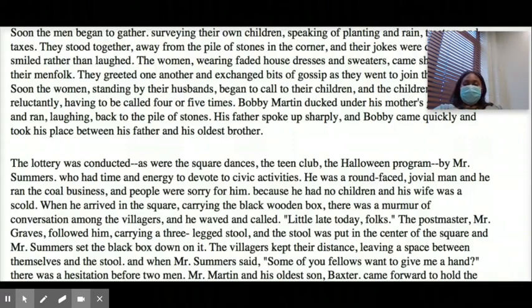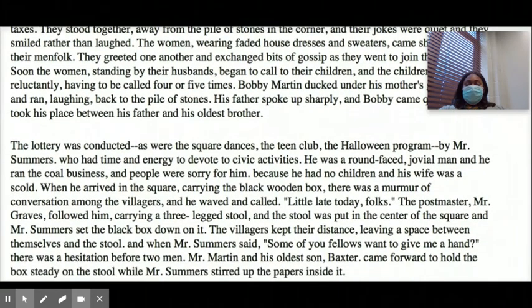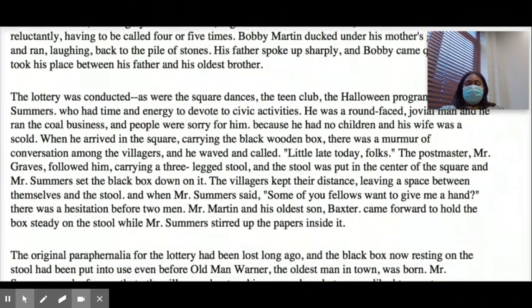The villagers kept their distance, leaving a space between themselves and the stool. And when Mr. Summers said, "Some of you fellows want to give me a hand?" there was a hesitation before two men, Mr. Martin and his oldest son Baxter, came forward to hold the box steady on the stool when Mr. Summers stirred up the papers inside it.